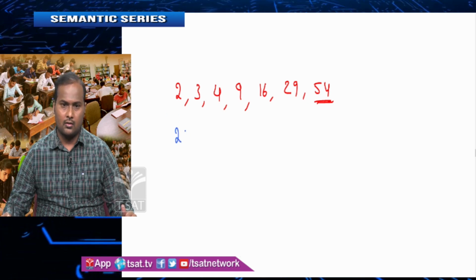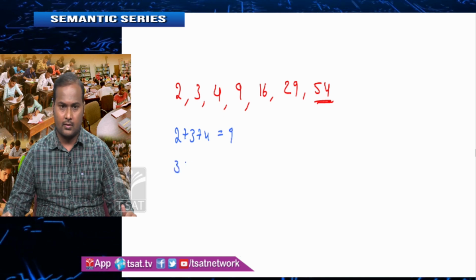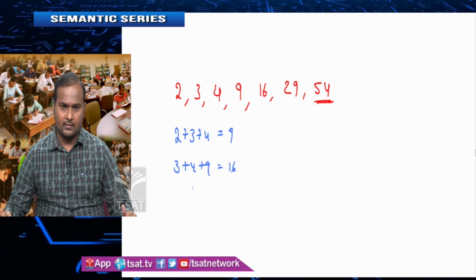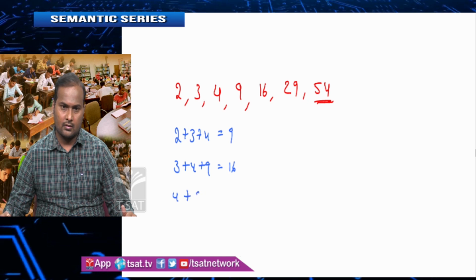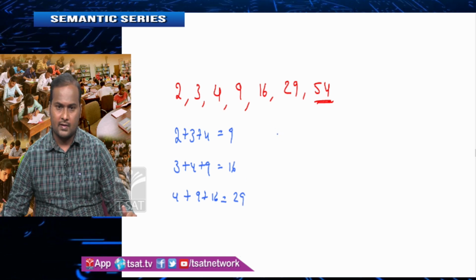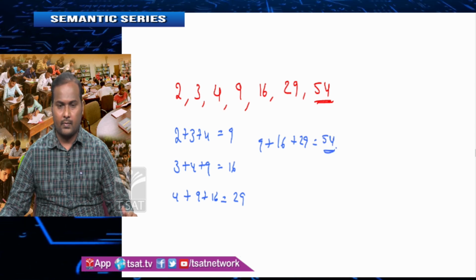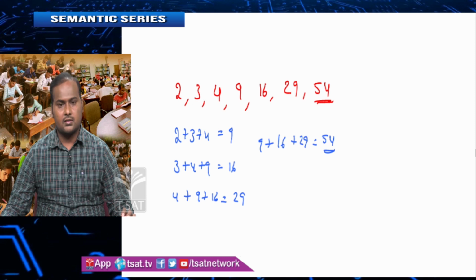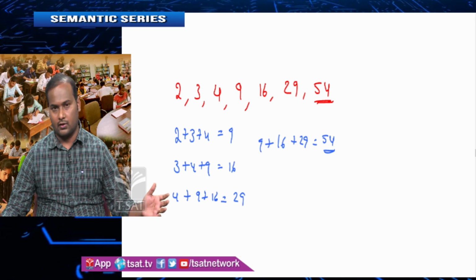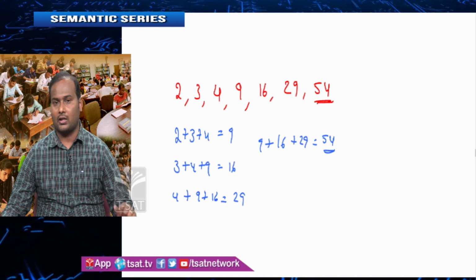For example, again 2 plus 3 plus 4, you will get 9. In the same way, 3 plus 4 plus 9, we will get 16. The same way, 4 plus 9 plus 16, we will get 29. In the same way, 9 plus 16 plus 29, we will get 54 as the answer. So this is called a Fibonacci series. Generally, we get it by the addition of the previous three numbers. So here there are two types: by adding the previous two, and the next pattern is by adding the previous three. So these are the two types of Fibonacci series.